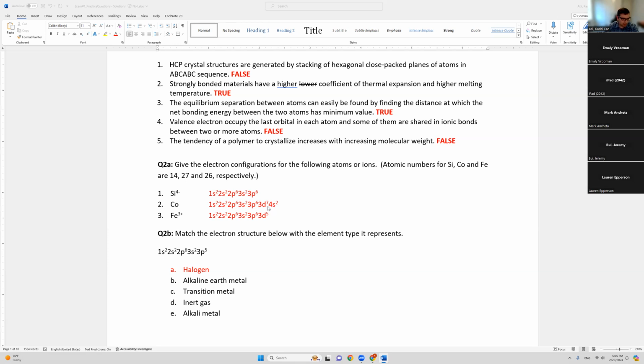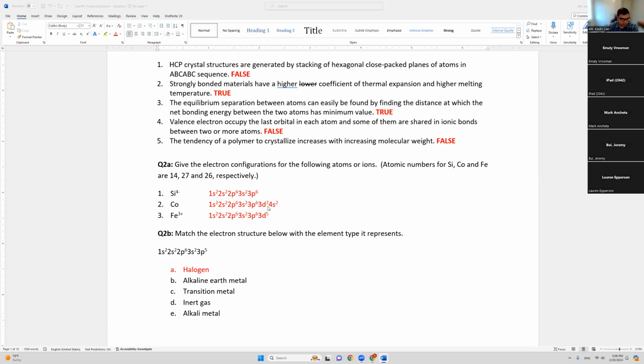Fe, iron +3. In the ground state, iron has 26 electrons. So let's write down the electron configuration: 1s2, 2s2, 2p6, 3s2, 3p6, we are at 18. Then 4s2, 20, and 3d6, right? You cannot see right now, but it should end with 4s2 and 3d6.